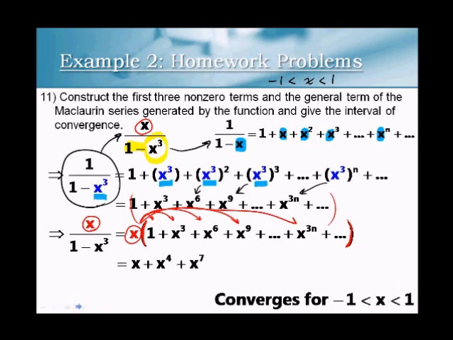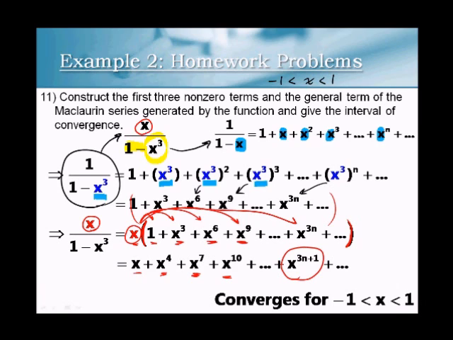And it's pretty amazing because now, okay, 1 times x is x. x times x cubed is x to the 4th. x times x to the 6th is x to the 7th. x times x to the 9th is x to the 10th, etc. Our nth term is x to the 3n plus 1.